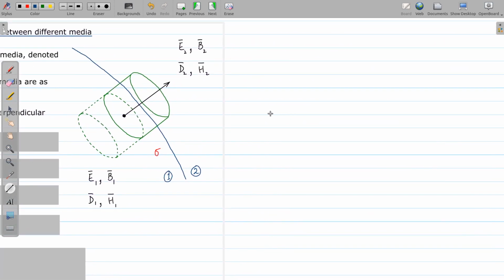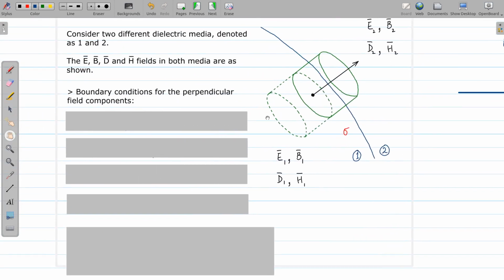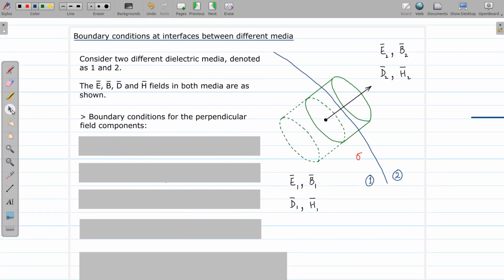Let's say this is the interface, and then perpendicular. We could have, let's say, an electric field this way. When I say perpendicular component, we are talking about the component which is perpendicular to the interface. That's what we are talking about. So this is, let's say, the electric field, and this perpendicular component we could just write as E perpendicular. So we want to find out the perpendicular field components.